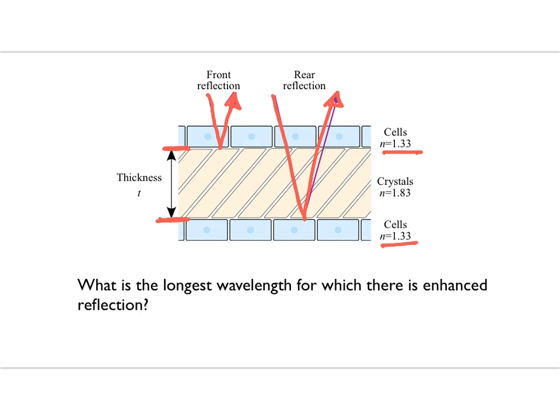You read about the index of refraction in the textbook. We're going to get back to it later and talk about what that is in some detail. But I have a difference in index of refraction between the crystals and the cells. And so as a consequence, I get a reflection at this surface, and I get a reflection at this surface. Okay, so that's the way that's going to work.